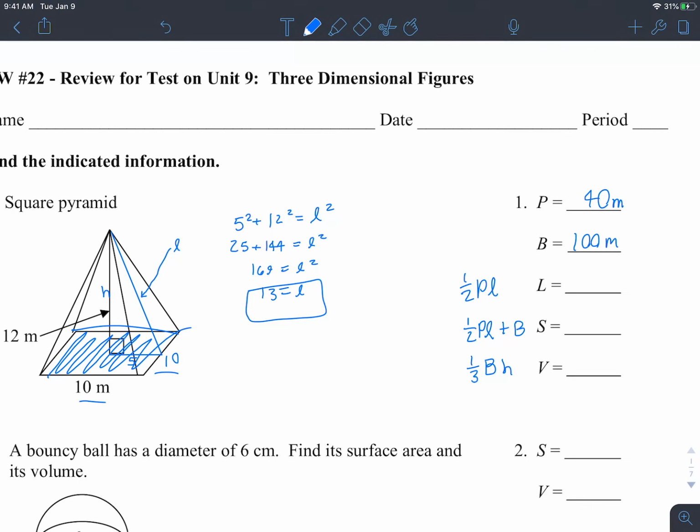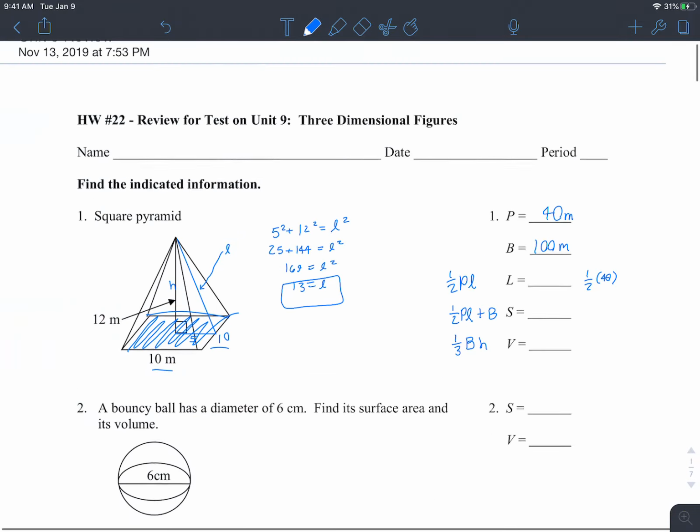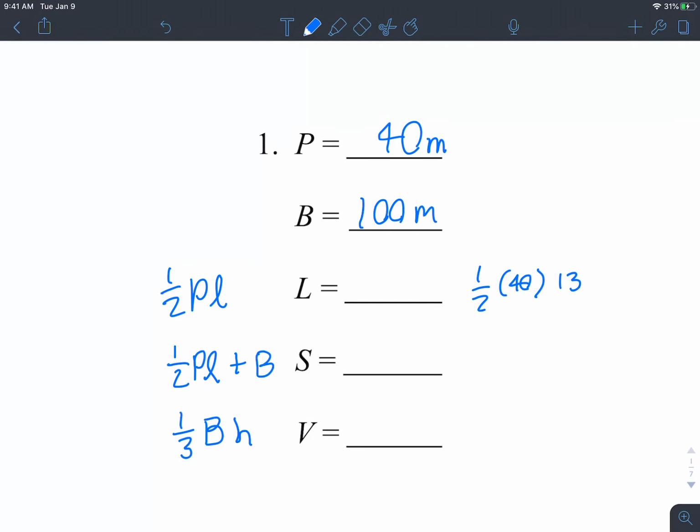And then from there, we can start plugging in everything we know. We need 1/2 the perimeter, which is 40, and then times the slant height, which was 13. If that was on a non-calculator section, I'd go 1/2 of 40, that's going to be 20, and then 20 times 13, that's going to be 260. And then we will put meters squared there for the unit. Okay, surface area, we're going to do the same exact thing. We're going to go 1/2 of 40 times the 13. But then we're going to add on one of the bases, so we'll add on 100 to that, so that should just be 360. And then I guess meters squared.